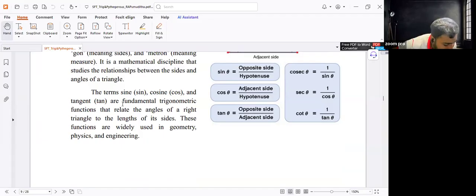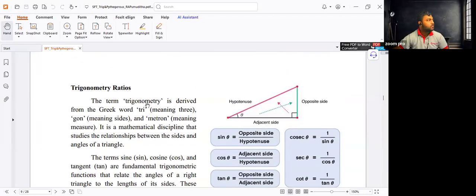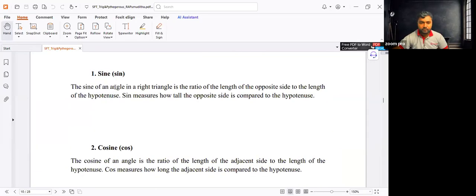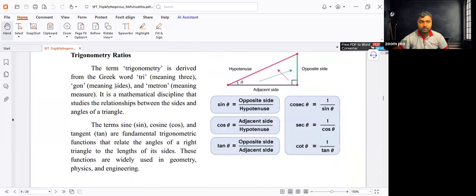Under this lesson, side lengths and angles are basically calculated.